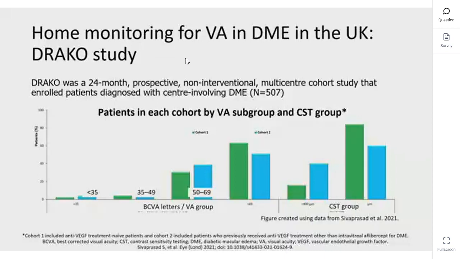So if we tend to home monitor our patients to diagnose or monitor diabetic macular edema using visual acuity, we are on the wrong track, because structural changes in diabetic macular edema will precede visual acuity changes, unlike macular degeneration, where there may be a better role.